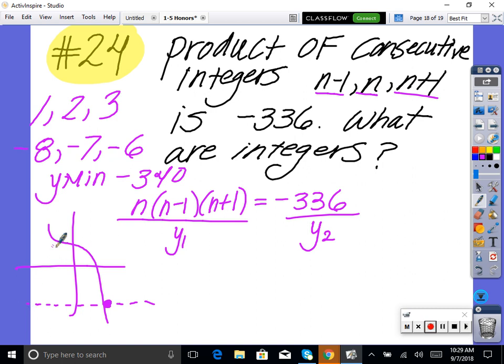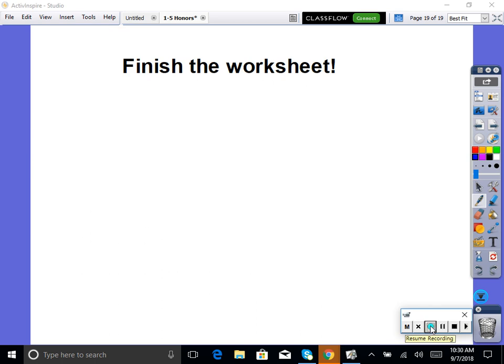Oh, it was crossing the negative, I think, actually. Okay. So then do second trace, intersection. It will give you the n that makes it a true statement. Not second trace. Second trace intersection, right? So now you should be able to finish the worksheet.